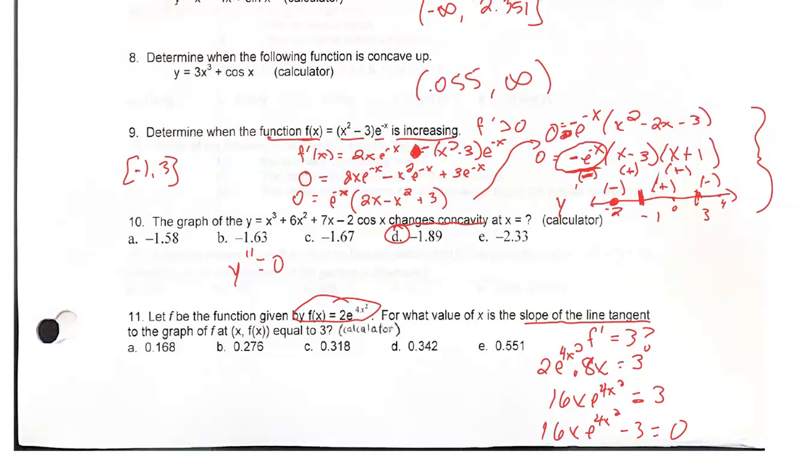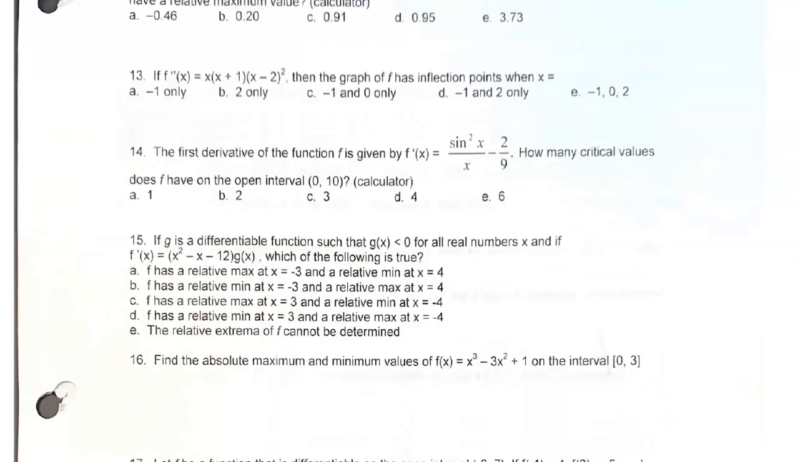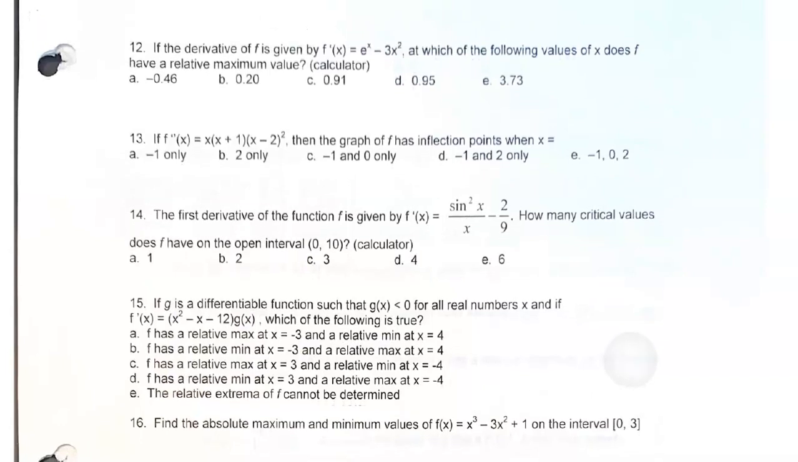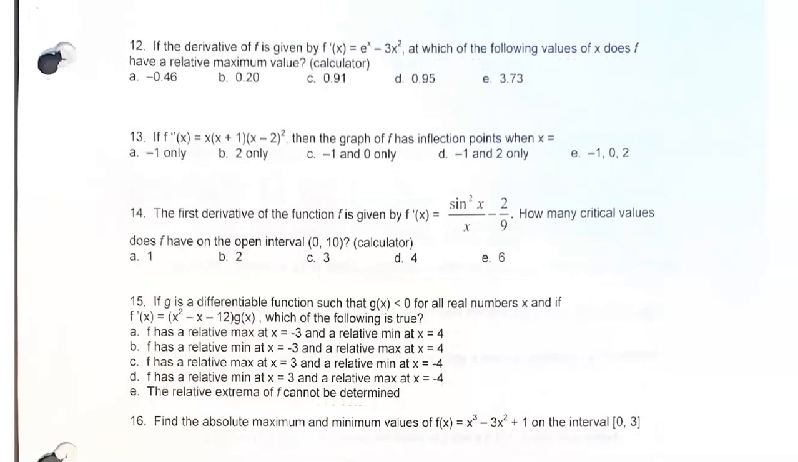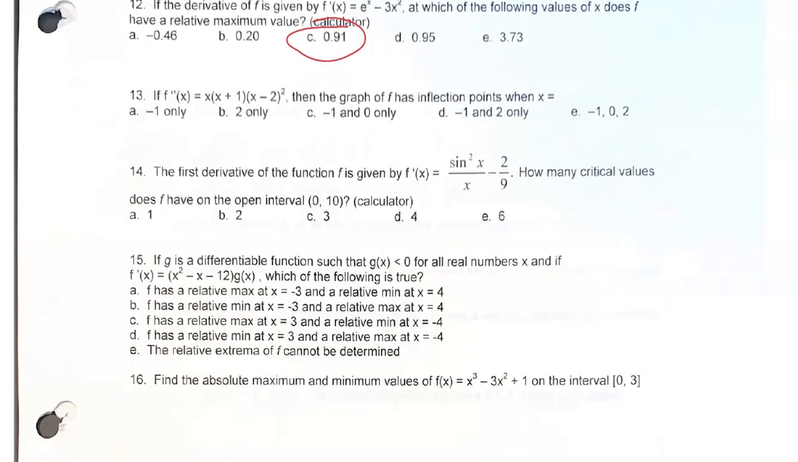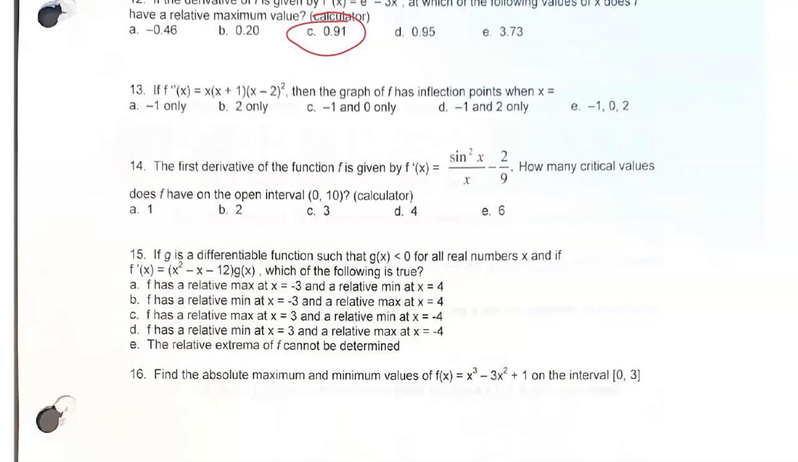All right, moving along here. Same with 12, calculator question. We would have to graph that, figure out where there's a maximum. That is going to be 0.91, if you want to try that on your own. 13, I'm giving you the second derivative. It's asking where do you have points of inflection. This is just kind of a sucker question in terms of seeing if you know when you have a point of inflection.